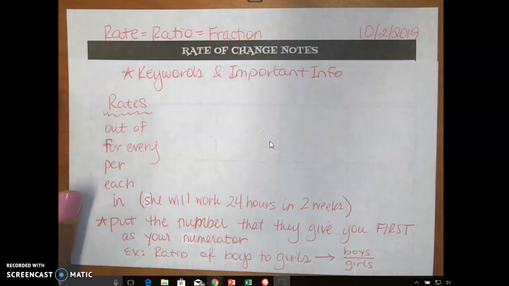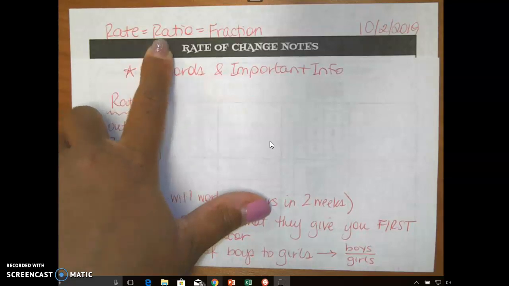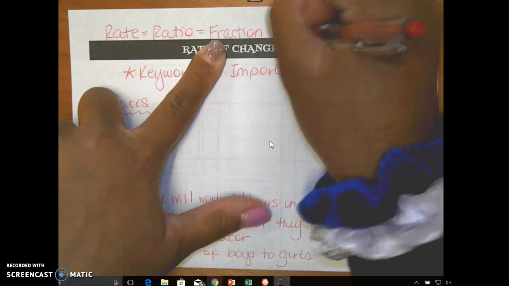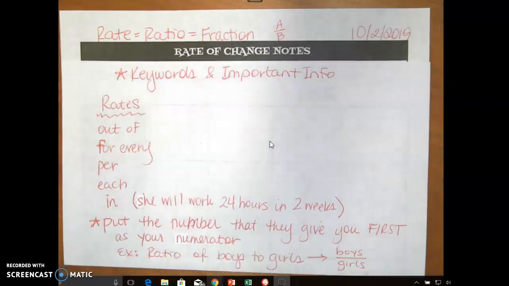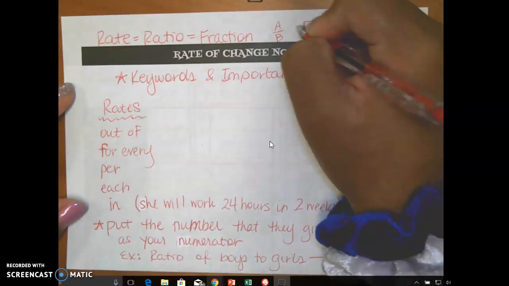Okay, we're talking about rate of change. The different words for rates are ratios and fractions: A over B or A to B. Those are different ways in which you can write a ratio or fraction. You can also write it as a decimal by doing top in, bottom out.